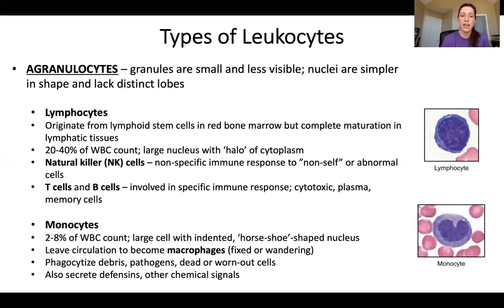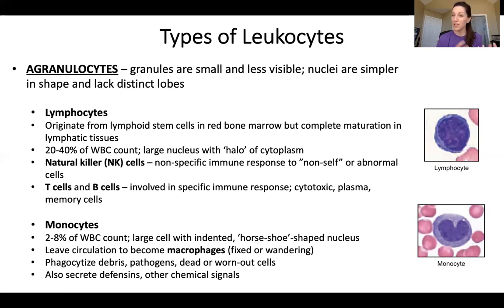And then the last type of agranulocyte, or the second type, are your monocytes. Monocytes make up between 2 and 8% of your white blood cell count. They're large cells, and they have what we describe as a horseshoe-shaped nucleus. So if you see that sort of U-shape or horseshoe-shaped nucleus, think monocyte. They're also, again, large. They are one of the types of white blood cells that leave circulation. And when they do that, then they're called macrophages.